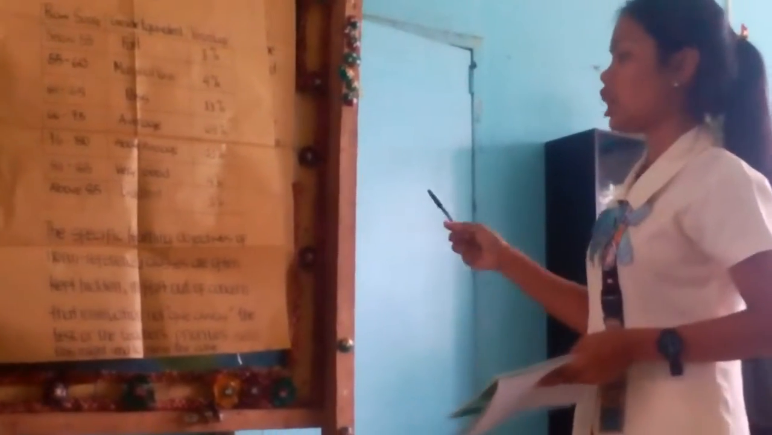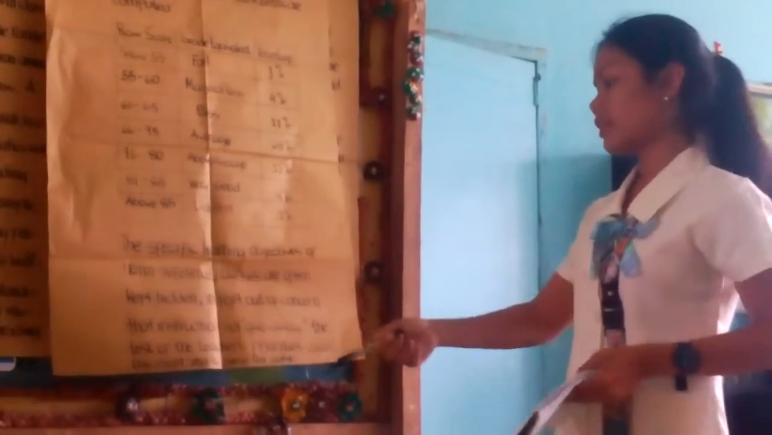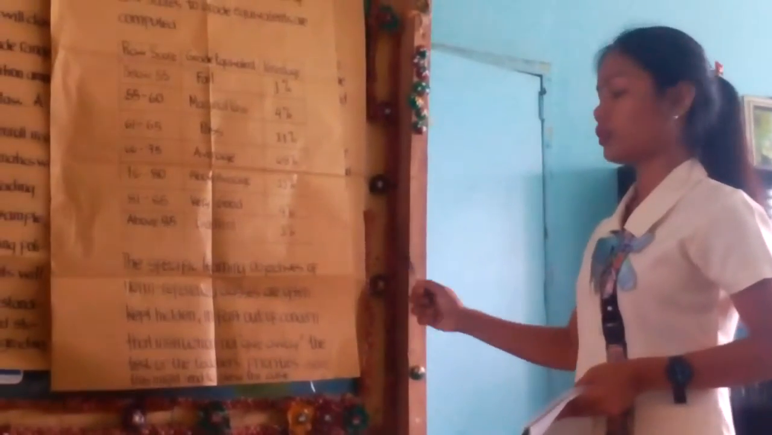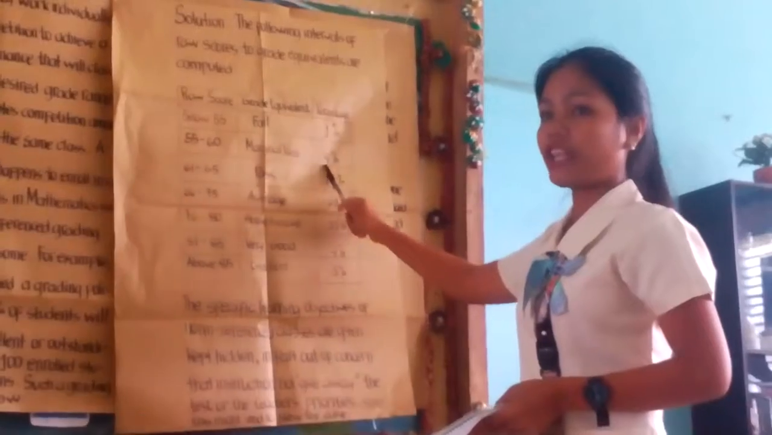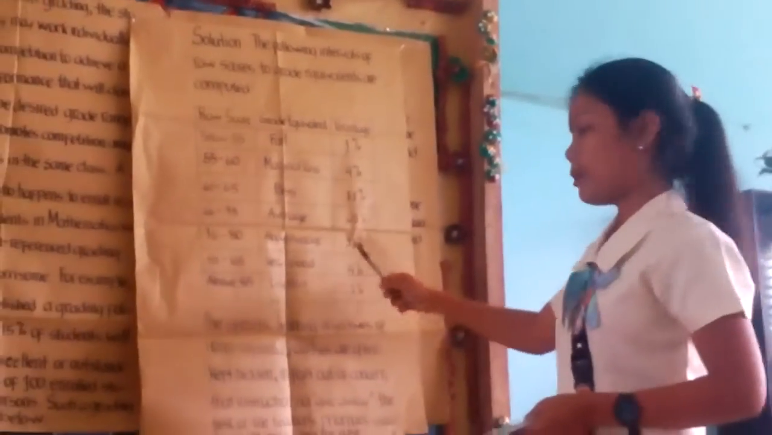So the specific learning objectives of norm reference classes are often kept hidden, in part out of concern that instruction not give away the test or the teacher's priorities, since this might tend to skew the curve. This curve in the grading system may change its direction.